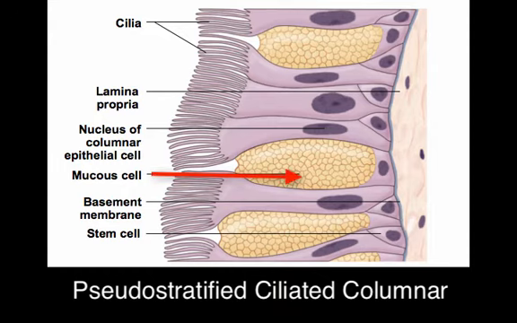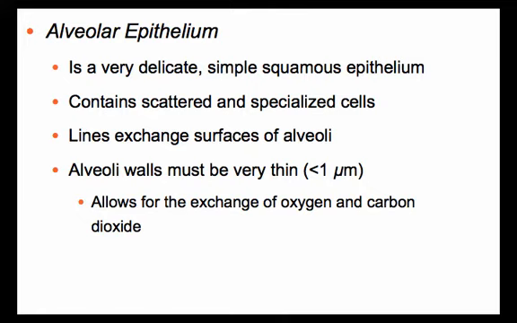The respiratory epithelium in the alveoli is a very delicate, simple squamous epithelium. It is very thin, less than 1 micrometer. It allows for the exchange of oxygen and carbon dioxide across the surfaces.